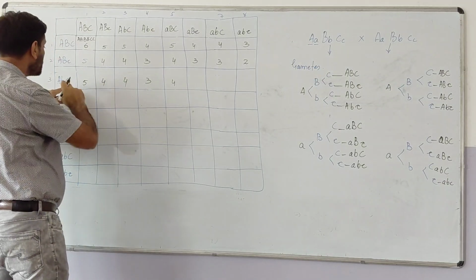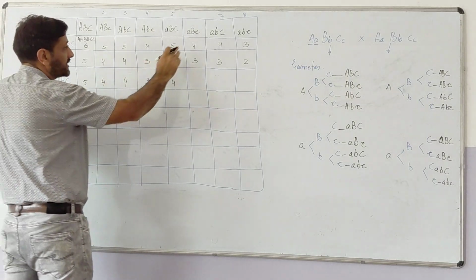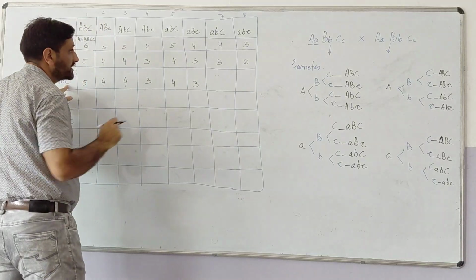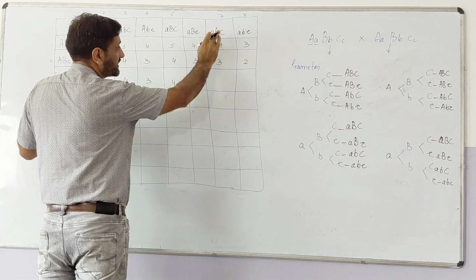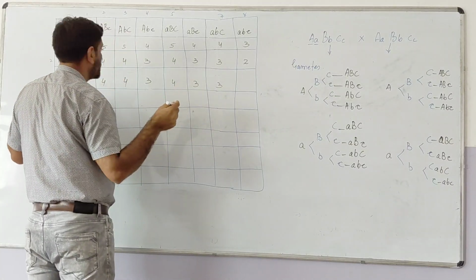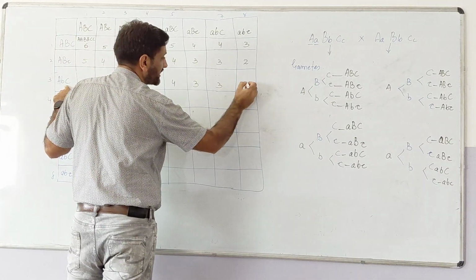Sorry. Here will be 2 dominant alleles. Here will be only 1 dominant allele, then it will be 3 dominant alleles. Here will be 2 dominant alleles, and here are 1 only, so it will be 3 here. 2 dominant alleles, no dominant alleles, then it will be 2 here.